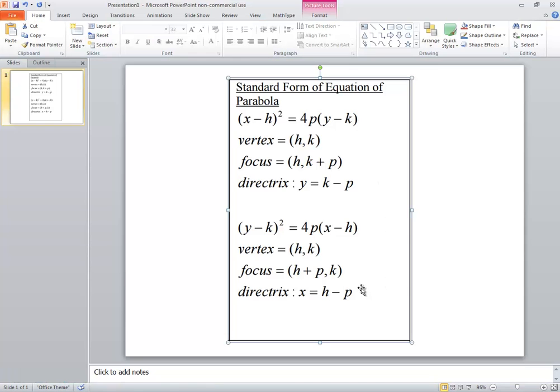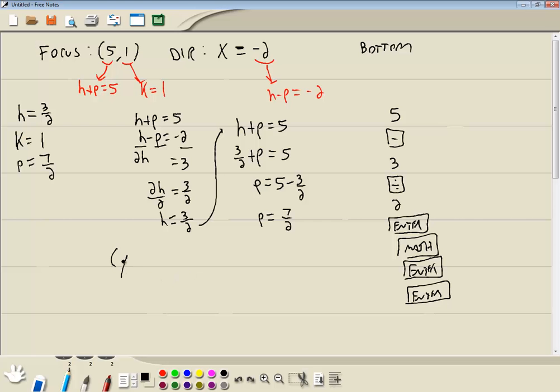Now we're working with the bottom formula. So let's see what our bottom formula looks like. Y minus k squared is equal to 4p times x minus h. So we'll plug in what we found. K was 1. So we got y minus 1 squared equals 4 times p, which was 7/2. Then x minus h, so x minus 3/2.